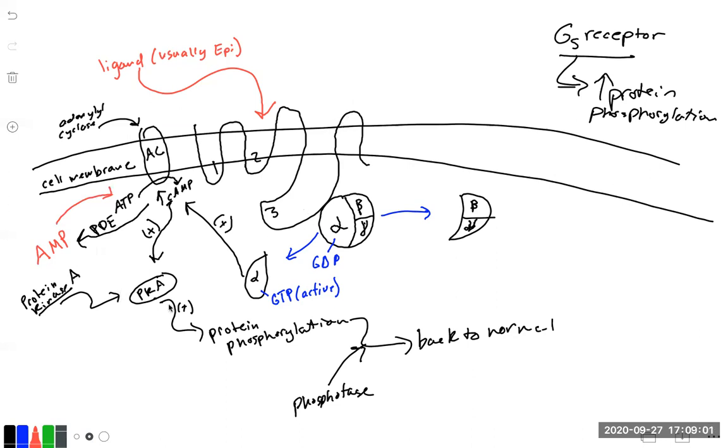Now, where in the body could one of these GS receptors be found? Well, how about our beta-1 receptors in our heart? So, if you think about our ligand being epinephrine and the receptor being affected in the heart, when epinephrine hits one of these beta-1 receptors in the heart, it increases our heart rate.